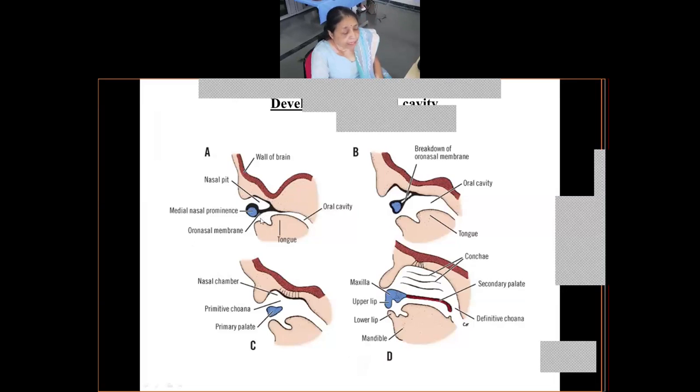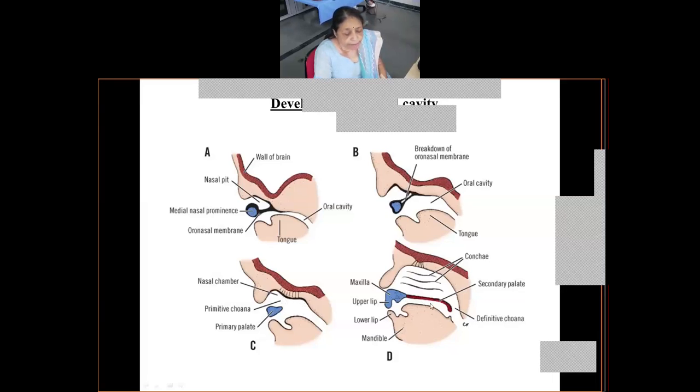Here it can communicate directly, but soon a membrane will appear that is known as the oronasal membrane. Later on, this oronasal membrane ruptures. It will be canalized and it will disappear. And then the nasal cavity will communicate with the oral cavity. Okay, and this part is known as the primitive choana.